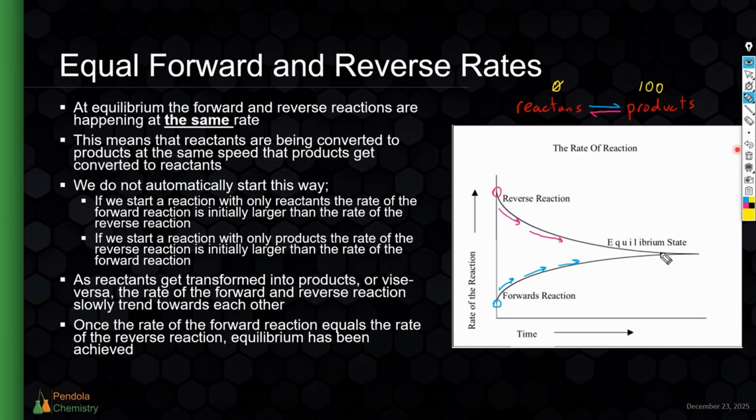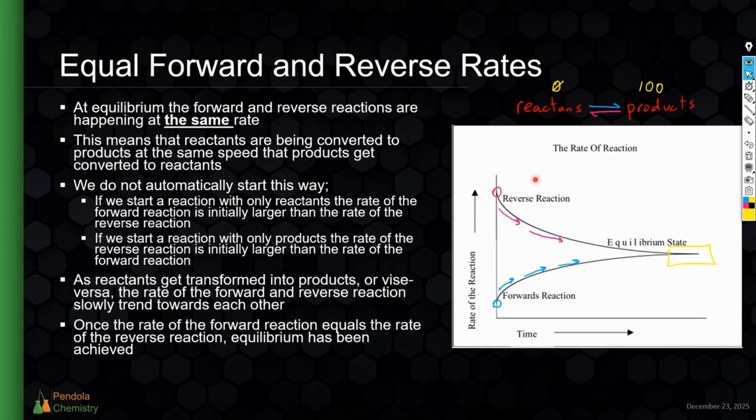Eventually, we reach equilibrium when both the rate of the reverse and forward reactions even out and become the same. As the reactants get transformed into the products, or vice versa, the rate of the forward and reverse reactions slowly start to trend towards each other. Whatever we start with more of, if it's the products, then the reverse reaction starts to slow down as we use them up. Or if it's the reactants, then the forward reaction starts to slow down as we use them up. But it's just going to depend, right?